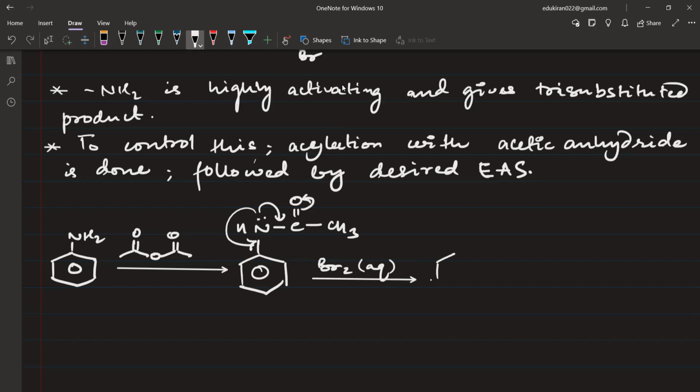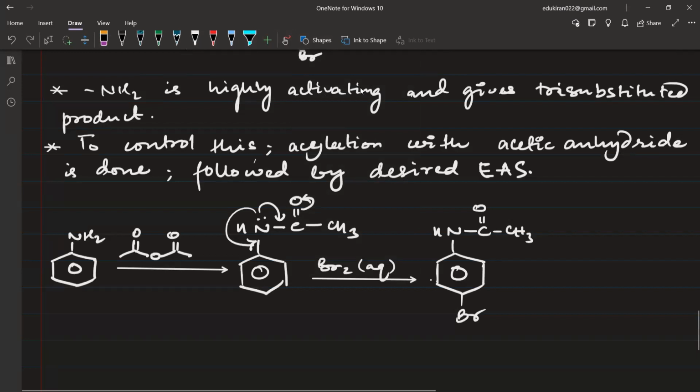And we get this benzene ring as it is, nitrogen and H, C double bond O, CH3, and one bromine in the para position. This ortho position is not attached with Br. The Br cannot attack the ortho position because it is highly sterically hindered; this acyl group will not give space for the bromine atom to attack here. That is why bromine is not attached on the ortho position. Because it is sterically hindered.